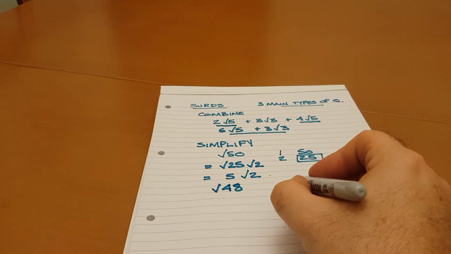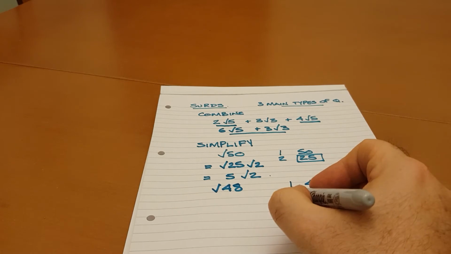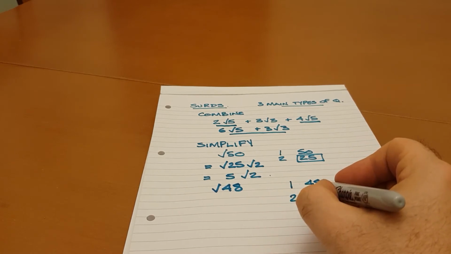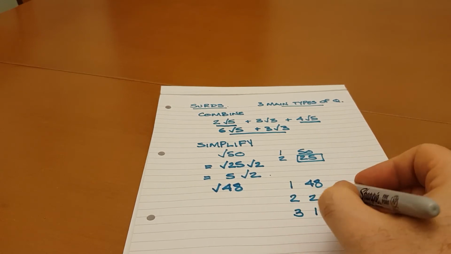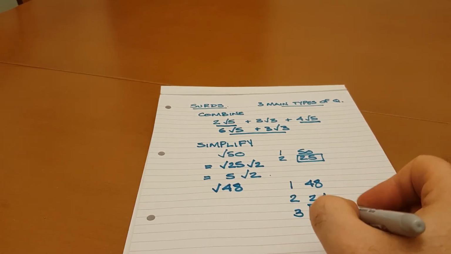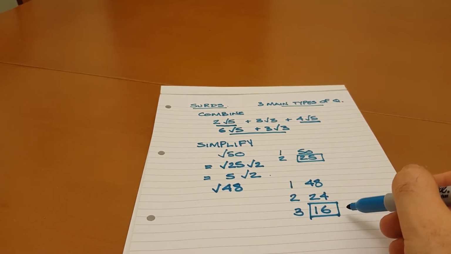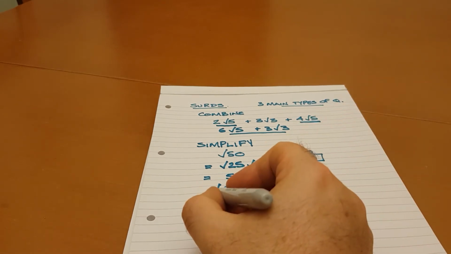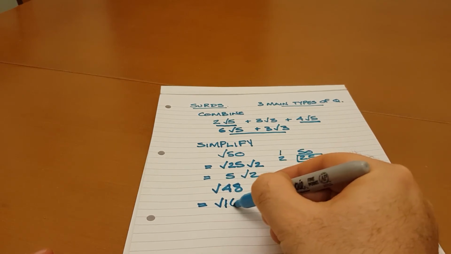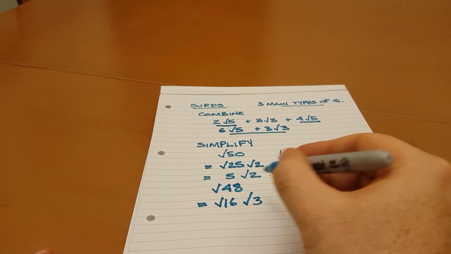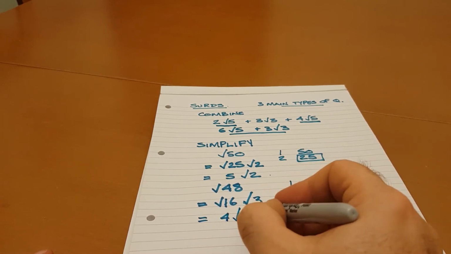Another example of that is, for instance, the square root of 48. If I think about going through the pairs of factors for 48, that's 1 and 48, 2 and 24, 3 and 16. Now notice that 16 is a square number, so I'm going to replace that because that's going to be the biggest square which goes into 48. So that becomes the square root of 16 times the square root of 3, and the square root of 16 being 4 is replaced and becomes 4 root 3.